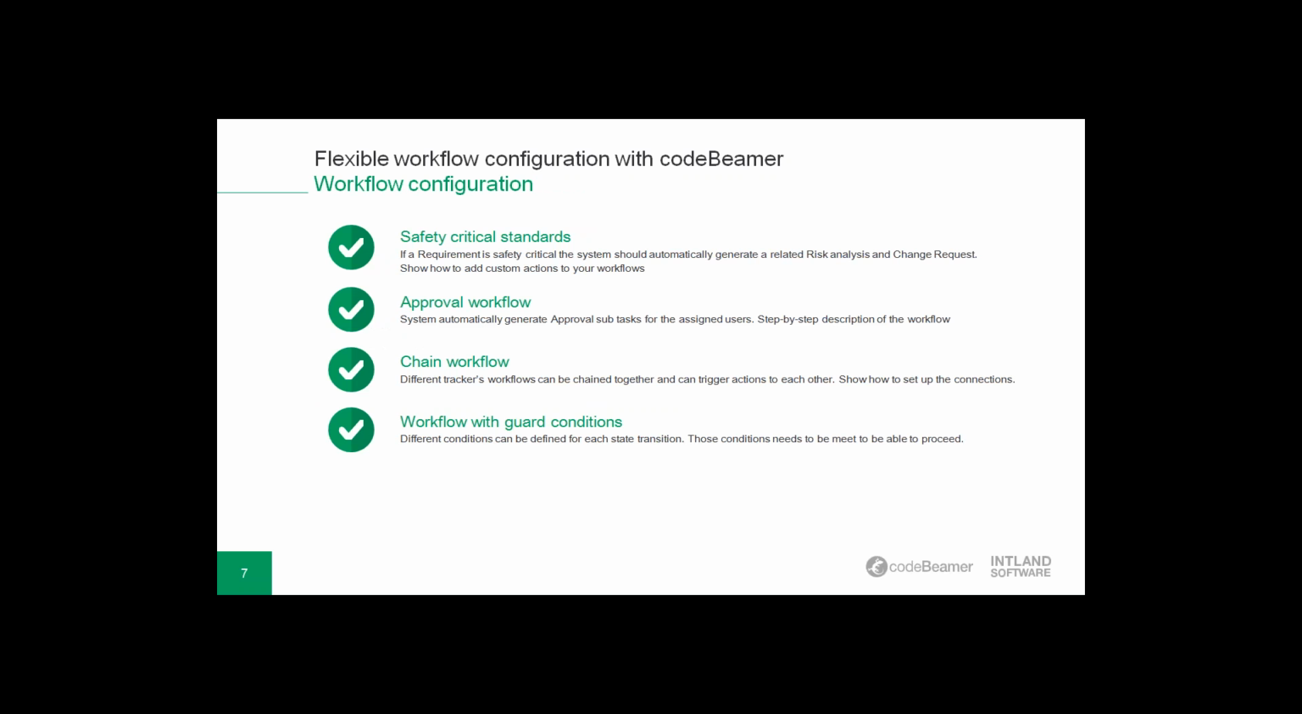So what I'm going to show you today in this webinar is a workflow for the compliance of safety critical standards. So let's have an example. Whenever in a standard requirement you need to define certain requirements which are safety critical, the system should automatically generate a related risk analysis and change request. I'm going to show you step by step how to add these custom actions to provide the compliance, for example, for the FDA regulations or IEC 62304 standards.